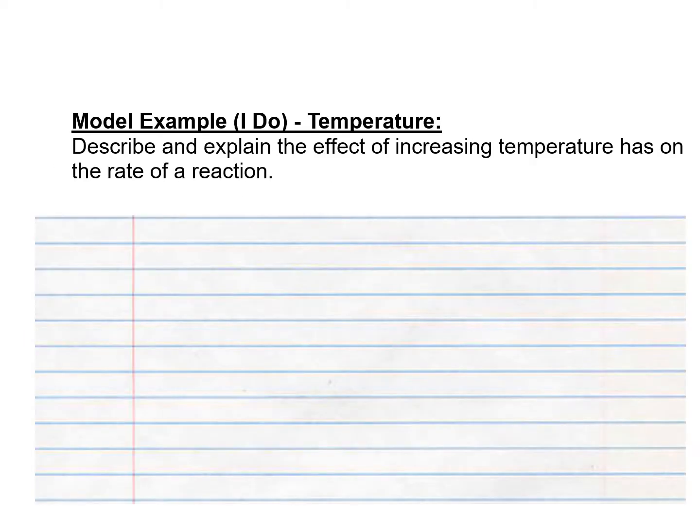So we're going to now go through each of the five factors and practice how we would write a description and an explanation of how this particular factor affects the rate of reaction. So we're going to do both the description and the explanation in one, and I'll point out which of those parts of the answer belongs to which word, describe or explain, for each of the examples. So we'll do a model example first, and then you'll do an independent example next.